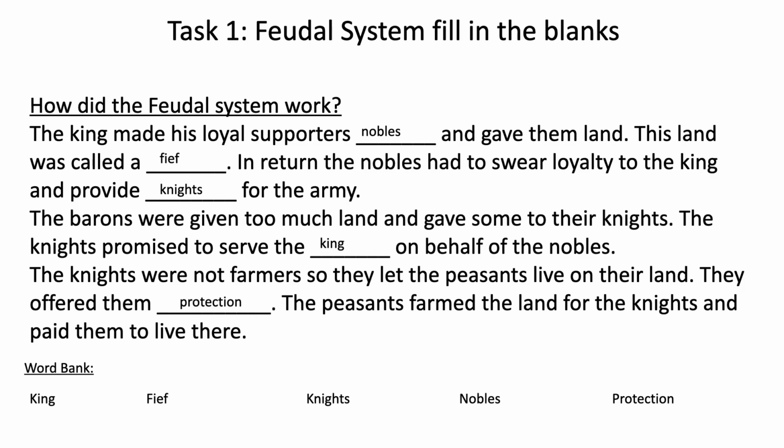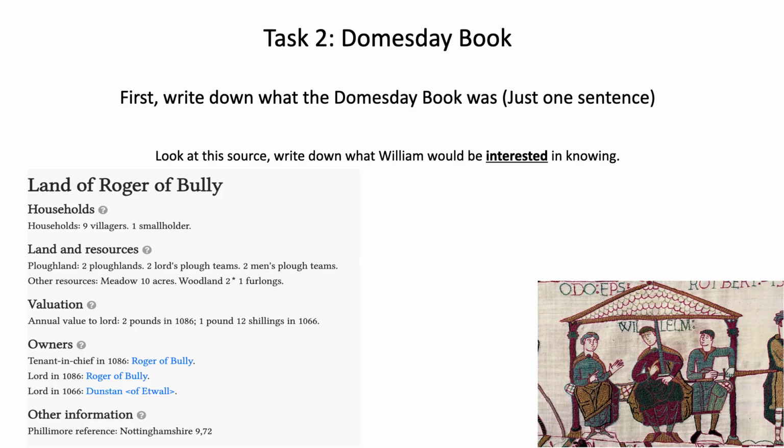So I hope you got all the answers to that, Year 7. This is a really nice summary of what the feudal system did, and I think it's a really good revision tool because we have all 4 of the different groups in there and we have what they did in this system. So moving away from the feudal system, we're going to look at the Doomsday Book.